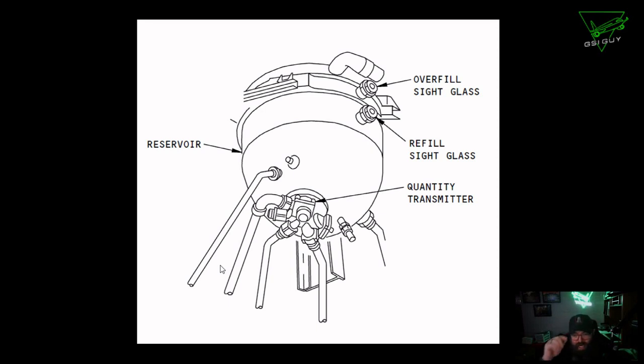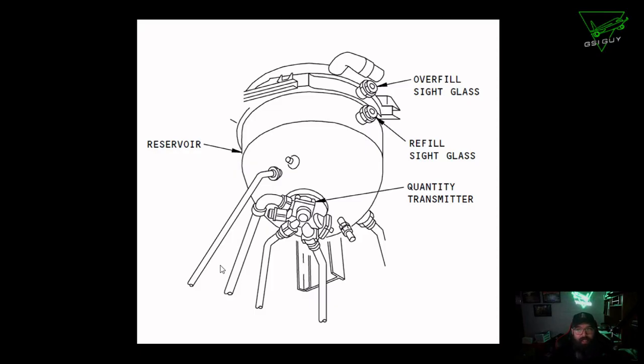So you have little sight glasses in there. They've got two of them. One is for overfill, one is for refill. Meaning that if I look in the refill sight glass and it's completely full, all right, I'm above the refill line. I don't need to refill it. If I can see it in the overfill sight glass, that tells me I have too much.